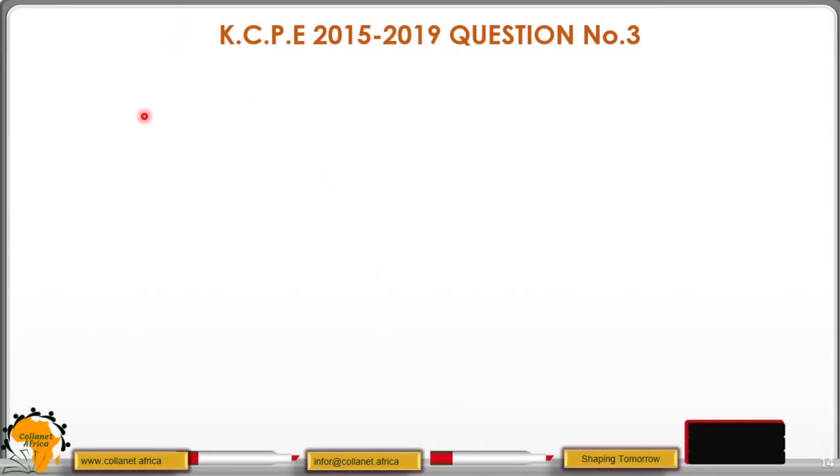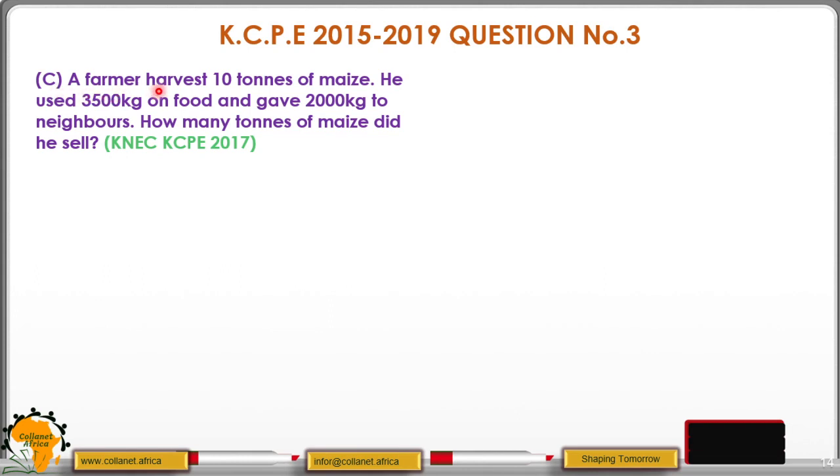We continue. Part C: a farmer harvests 10 tons of maize. He used 3,500 kilograms, which is the same as 3.5 tons, because 1,000 kilograms make 1 ton. It is good to remember that. He used it on food, and gave 2,000 kg, which is 2 tons, to the neighbors. How many tons of maize did he sell? So he had this, he used that, and gave this to the neighbors. This is 2017 KCPE.